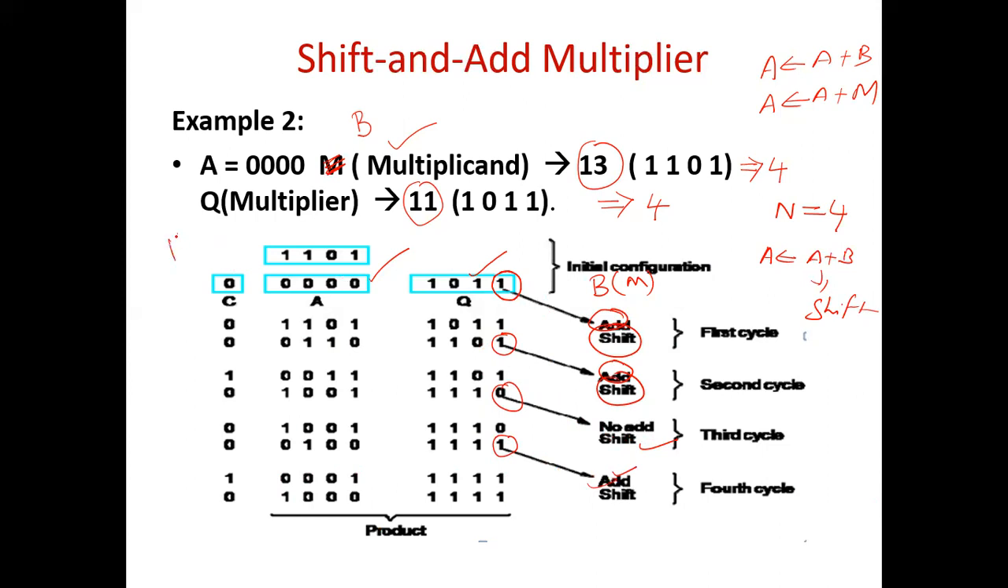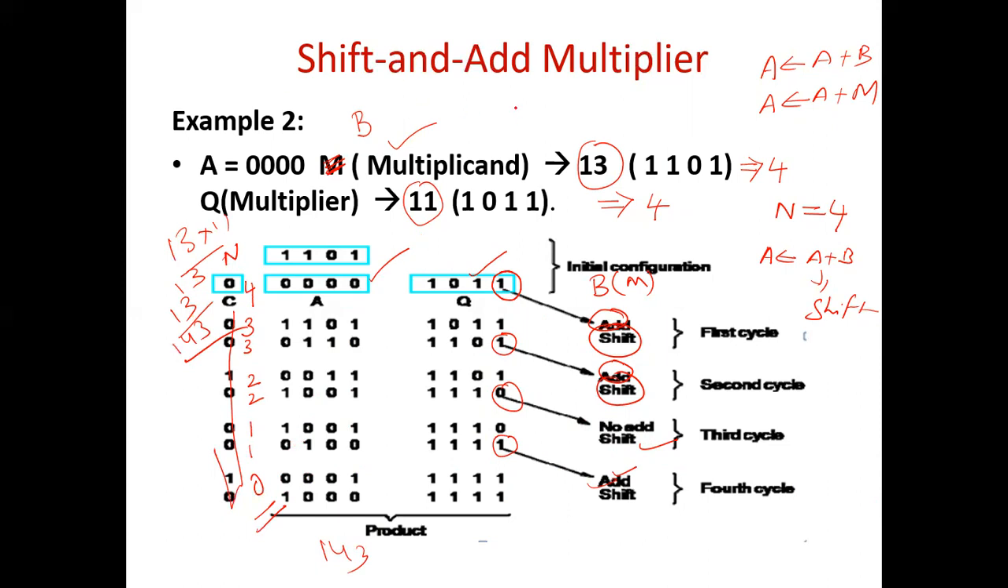So 13 into 11, you know what the answer is. This answer is 143. Here you can consider capital N as initially 4, and after that 3, then 2, then 1, and it will become 0; you have to stop the process. Okay, that's a very simple thing. I have solved one example in detail, that's why I quickly executed the second example.